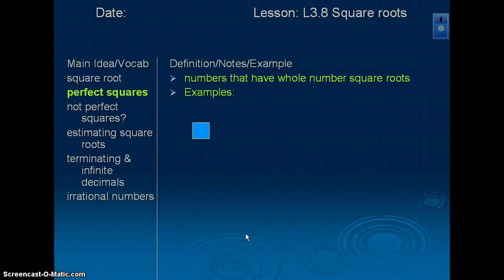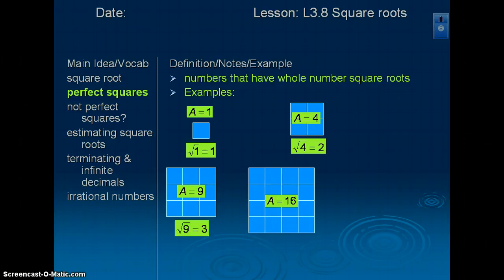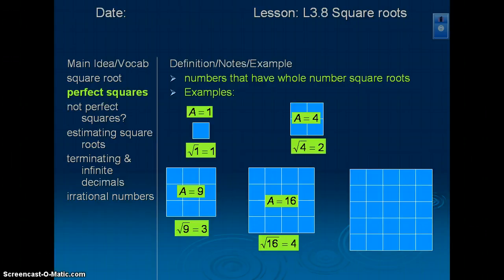A couple of examples might be, in this square the area equals 1 and the square root of 1 is 1. In this square the area is equal to 4 and the square root of 4 is 2, because this is a 2 by 2 square. The square root of 9 is equal to 3. The square root of 16 is equal to 4. And the square root of 25 is equal to 5.